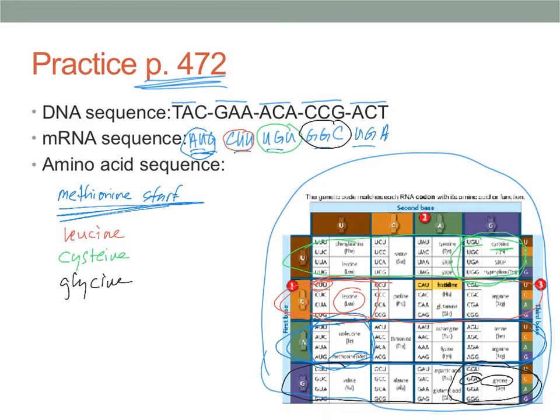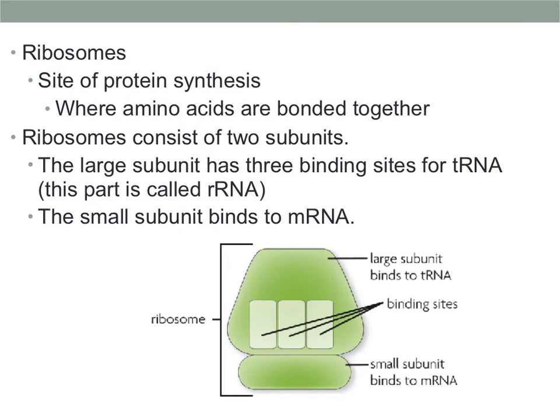And last would be UGA. U is in this row. G is in this column. And A is here, which says stop, which makes sense because at the end of each protein would be a stop codon. So we start with methionine. There's our first one. Leucine, cysteine, glycine, stop. Done. There's our protein. So the site of protein synthesis is the ribosome.